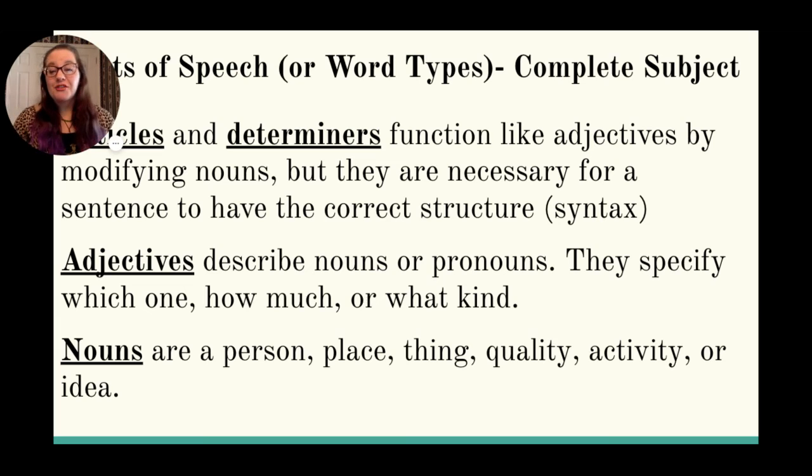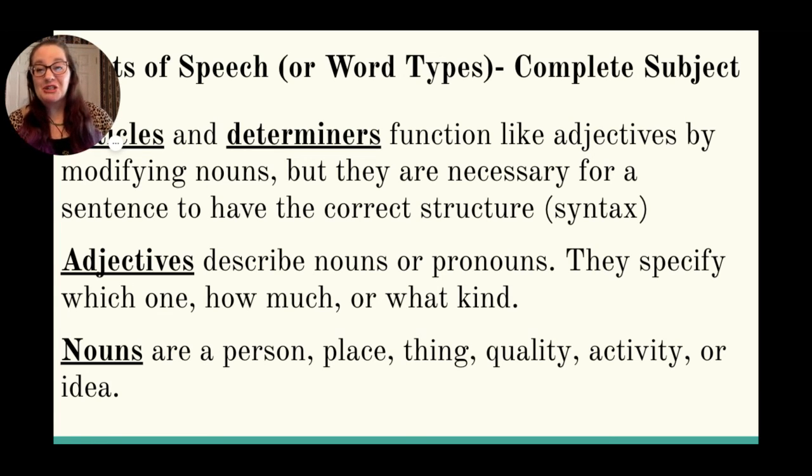So let's take a look at the 3 parts of speech that we find in the complete subject of our mentor sentence. So our mentor sentence complete subject starts with an article or determiner. Those are the, an, and a. They function like adjectives because they modify nouns, but they are necessary for a sentence to have the correct structure or syntax. It's very important in our language to use the, an, and a. If you were not able to use those words in your sentences, they would sound a little bit strange.